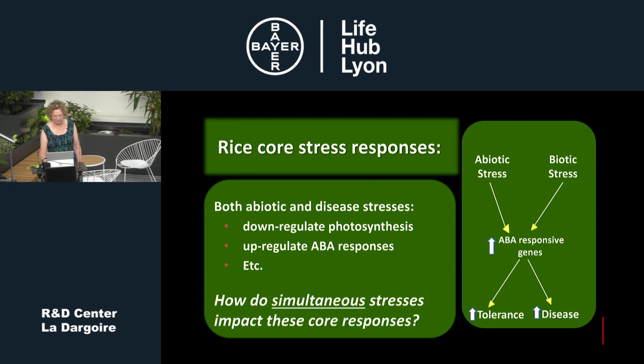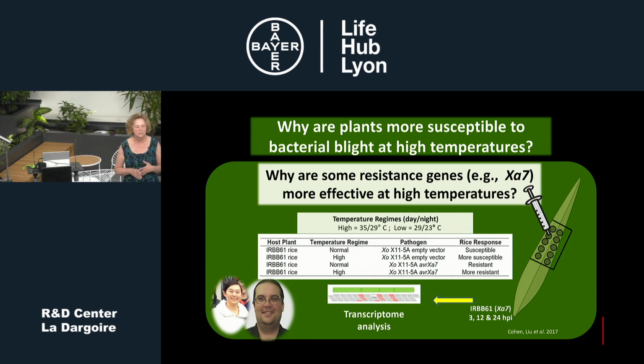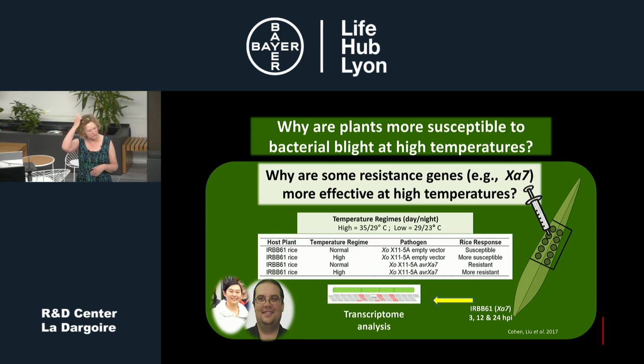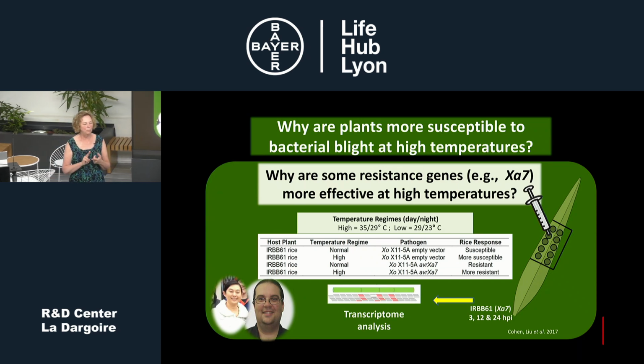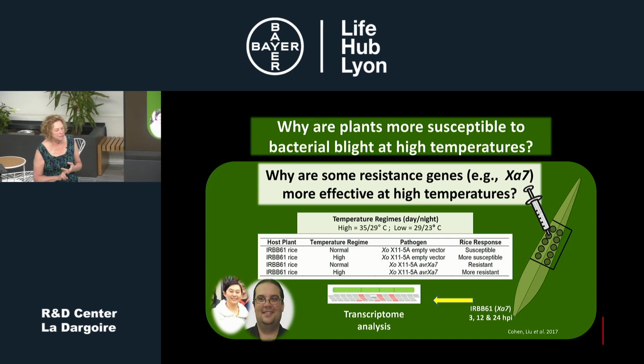So Stephen and Hongxia, who was a visiting scientist in the lab, designed a transcriptome analysis to begin to address this question. And the two questions that we were addressing were, why are plants more susceptible to bacterial blight at high temperatures? And then why are some resistance genes like XA7 more effective? So using a transcriptomes approach, we asked this question.